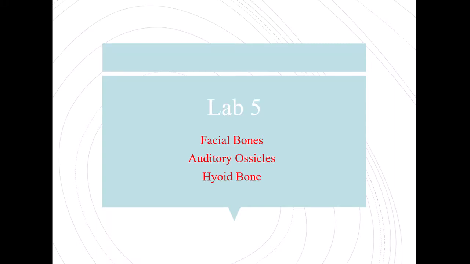In this lab, we'll take a look at the 14 facial bones, and then we'll just mention and take a brief look at the auditory ossicles, which are in the ear. We'll look at them in greater detail when we study the anatomy of the ear in the nervous system, and then we'll take a look at a floating bone in the neck known as the hyoid bone.